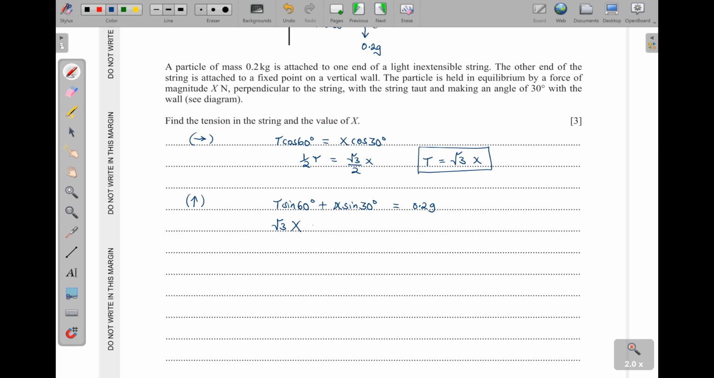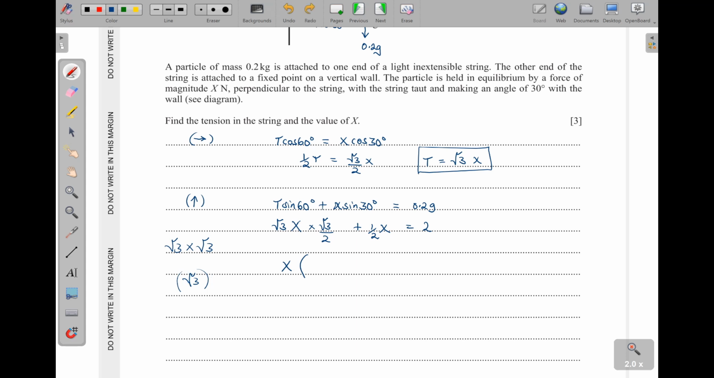then times the sine of 60, which is root 3 over 2, plus sine of 30, which is a half, of X, is equal to 2. Because when we multiply by 10, g is 10. Then after this, I can factorize, X is common. So here I have root 3 times root 3. That is the same as 3 because it is like root 3 squared, and the square cancels the root.